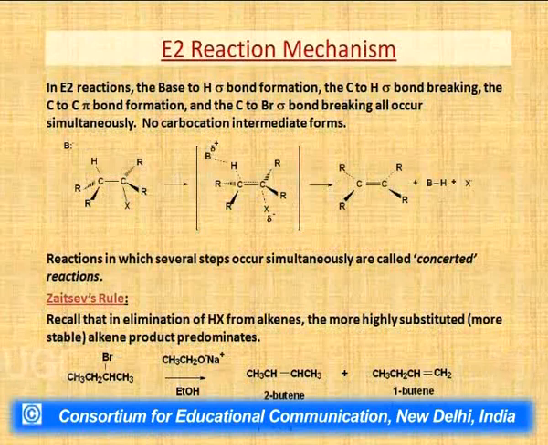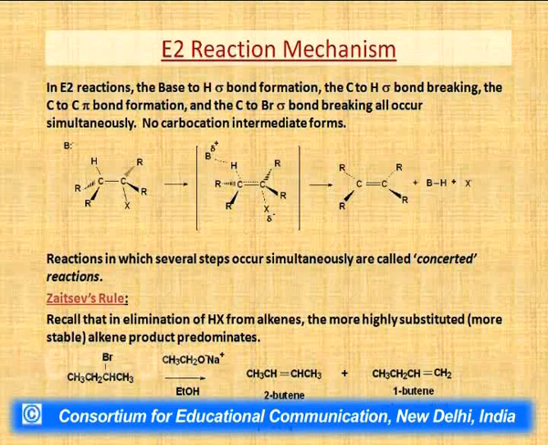E2 mechanism. In E2 reactions, the base to hydrogen sigma bond formation, the carbon to hydrogen sigma bond breaking, and the carbon to carbon pi bond formation all take place simultaneously. Here no carbocation intermediate forms. Reactions in which several steps occur simultaneously are known as concerted reactions.